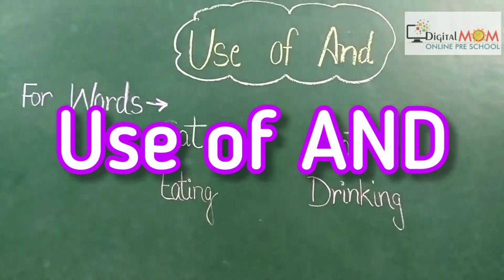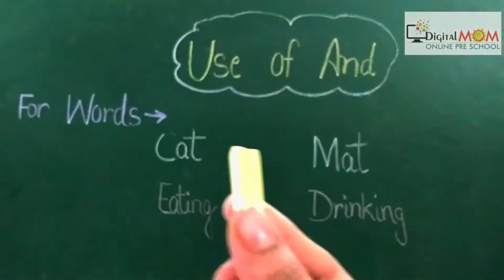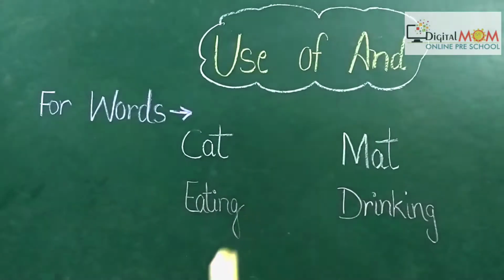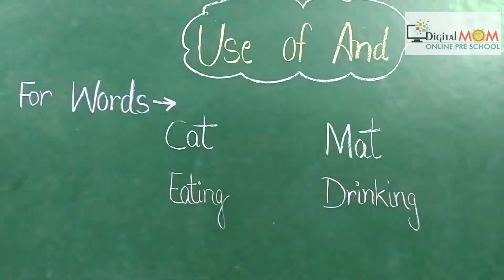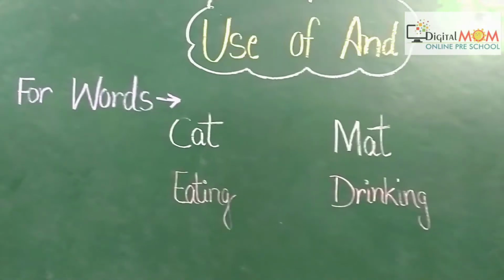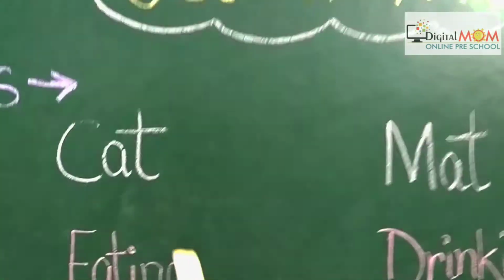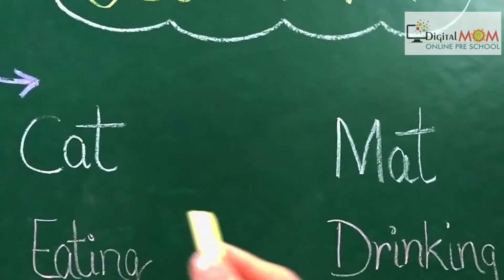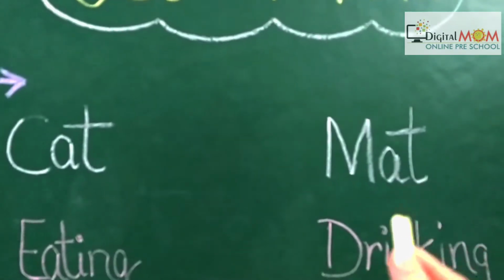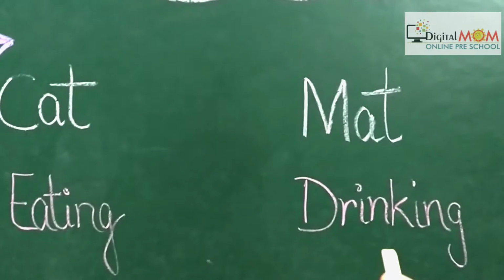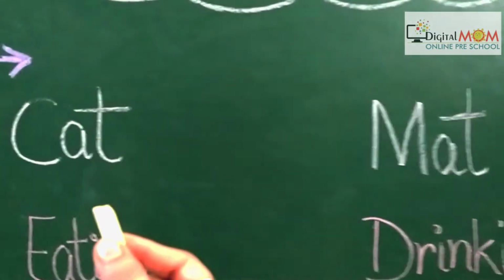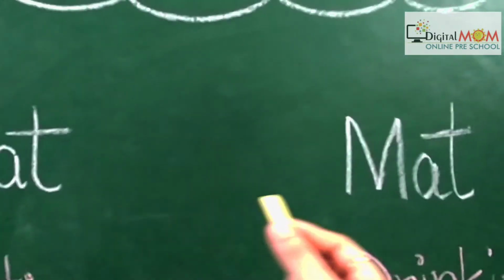Children, let's see the use of "and" for words. How we can join two words by using "and". If you see what is written here, "cat", and here "mat". Here "eating" and here "drinking" is written. Now join the first, cat, mat.